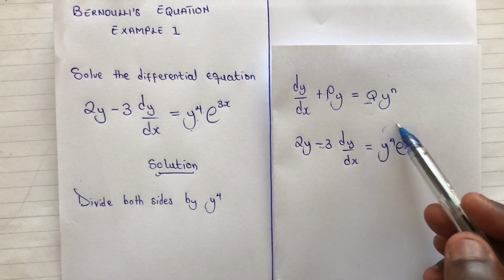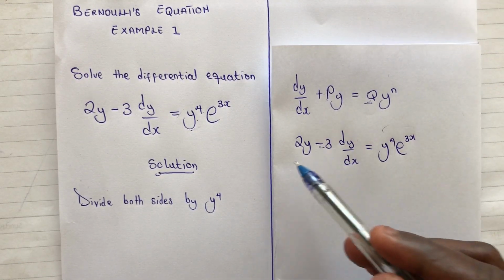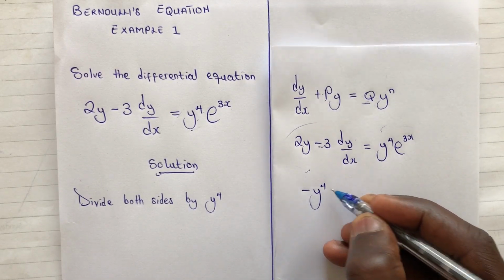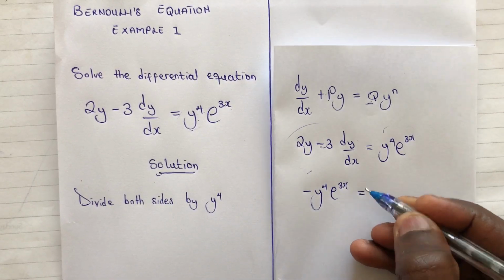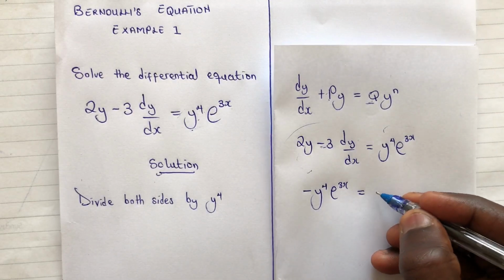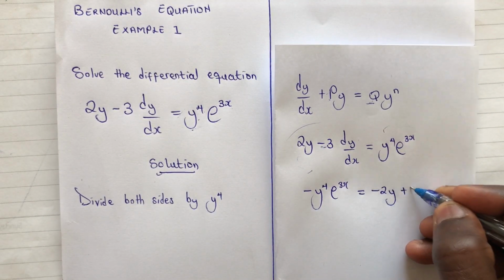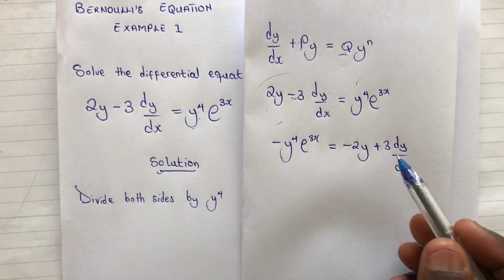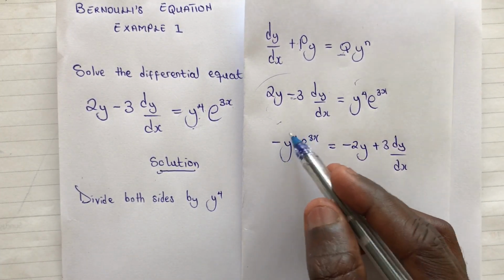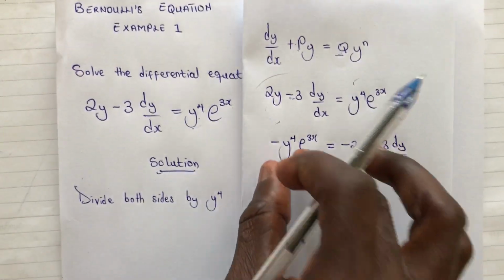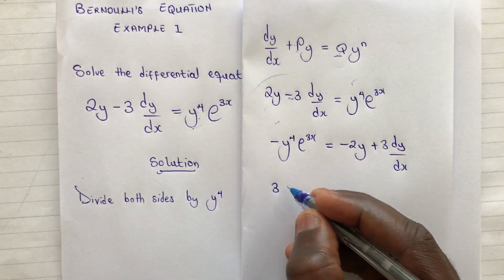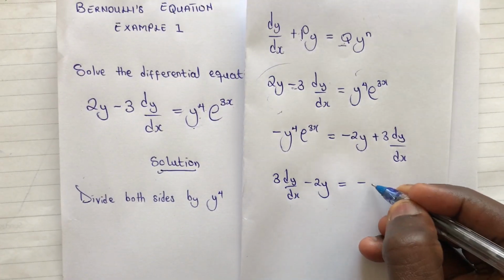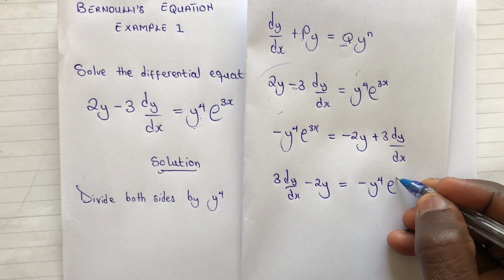So what we will do is carry this side of the equation to the left side and this side to the right side. So we have minus y to the power 4 e^(3x) equal to, let's cross this one, minus 2y plus 3 dy/dx. Now I can rearrange the equation correctly. Let me write this here and that one there. So we have 3 dy/dx minus 2y equal to minus y to power 4 e^(3x).